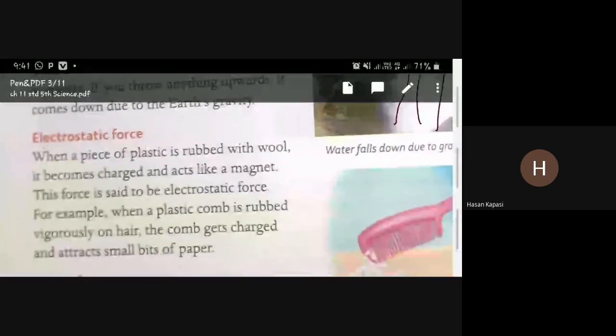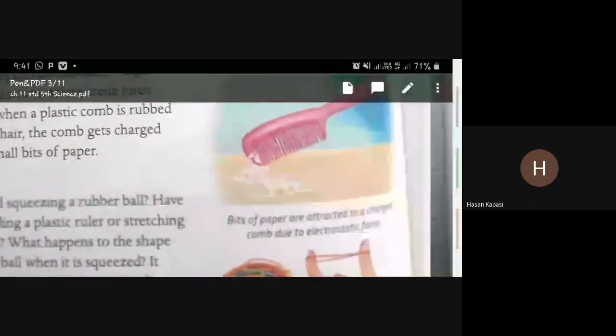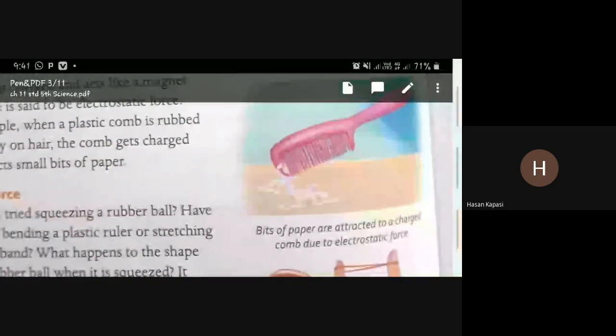Now, third one, electrostatic force. Electrostatic force means a force: when a piece of plastic is rubbed against wool or hair, what will happen? It will charge and it will act as a magnet. This force is called electrostatic force. A good example is a comb or scale. When you rub it vigorously against wool, on a sweater or on your hair, it will act as a magnet and attract a piece of paper because of electrostatic force.